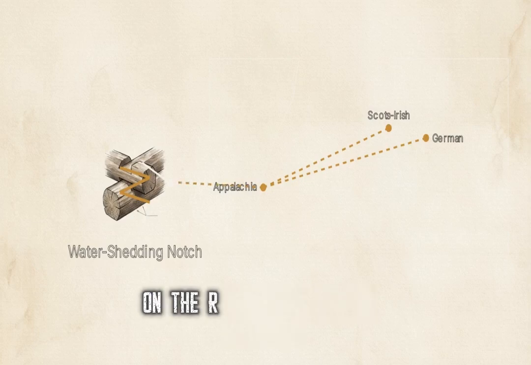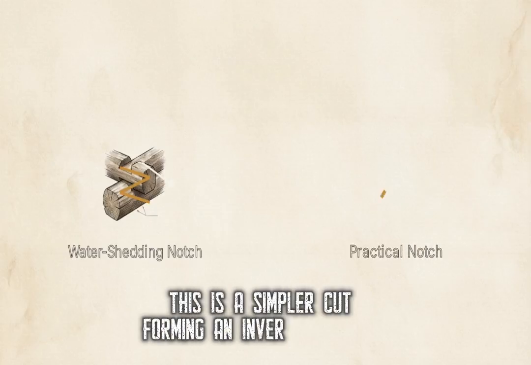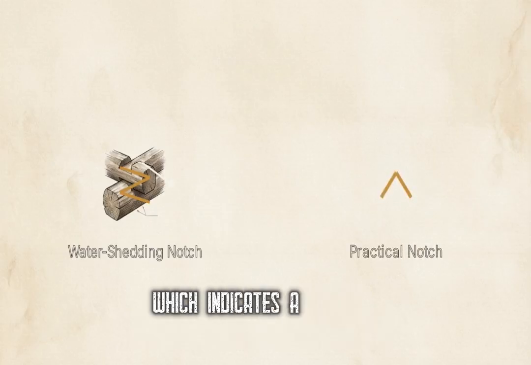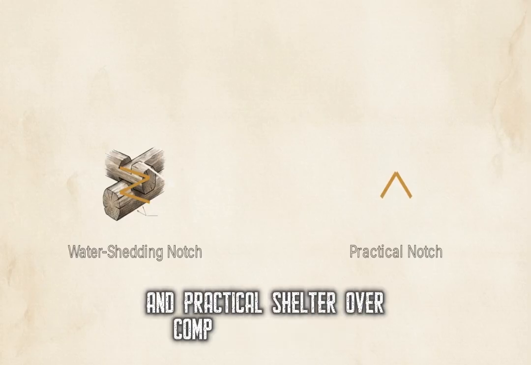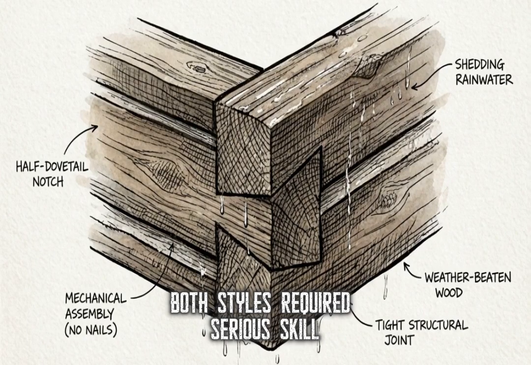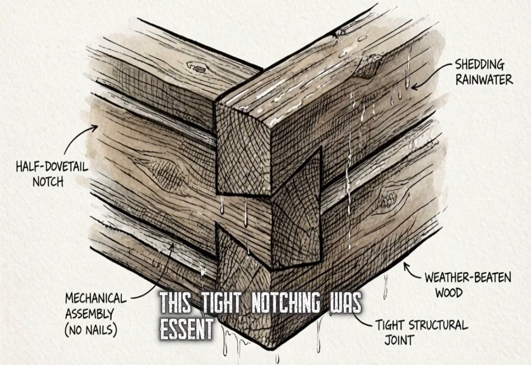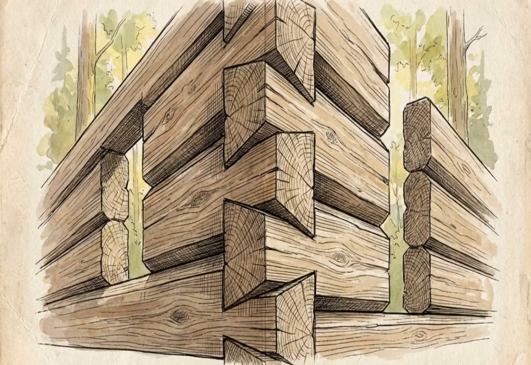On the right side, we see a V-notch. This is a simpler cut forming an inverted V shape, which indicates a builder who prioritized speed and practical shelter over complex craftsmanship. Both styles required serious skill. This tight notching was essential to shed water and resist structural shifting without the use of modern nails or fasteners. A single hand-cut corner joint traces a family's specific cultural migration path from Europe to the American frontier.